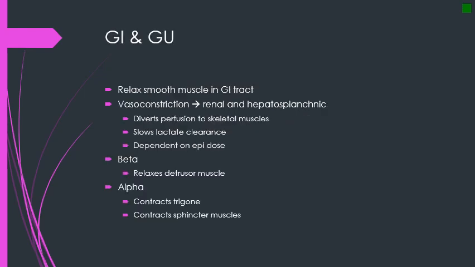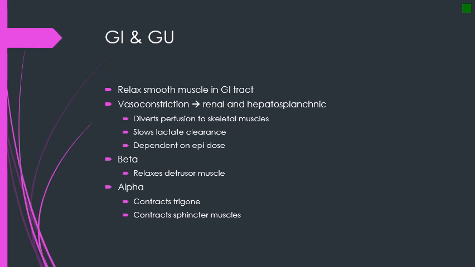As far as your GI and GU system, we know that epinephrine is going to relax that smooth muscle in the GI tract just like it does in the lungs. It does produce vasoconstriction of the renal and hepatosplenic circulation, which is going to divert that perfusion from those end organs to your skeletal muscles to facilitate that fight and flight response. It's going to slow your lactate clearance, so the patients are at increased risk for lactic acidosis, and this is all dependent on the epi dose. The higher you go, the more profound those responses can get.